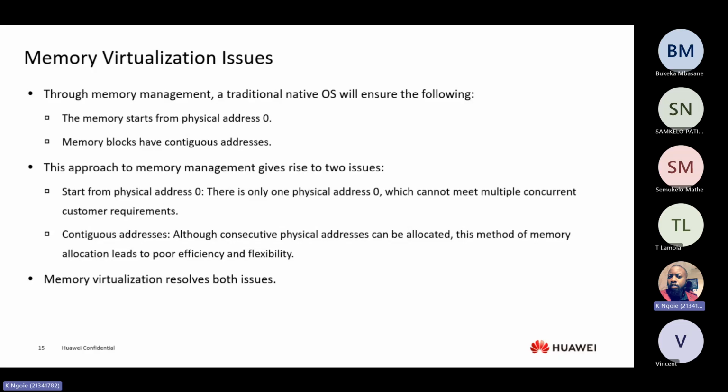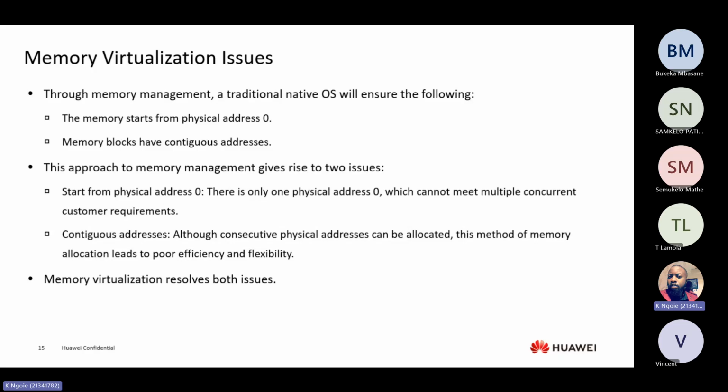is the memory allocation efficiency. When we look at the second problem, the contiguous memory allocation and efficiency, although we have consecutive physical addresses that can be allocated, the method of memory allocation leads to poor efficiency.